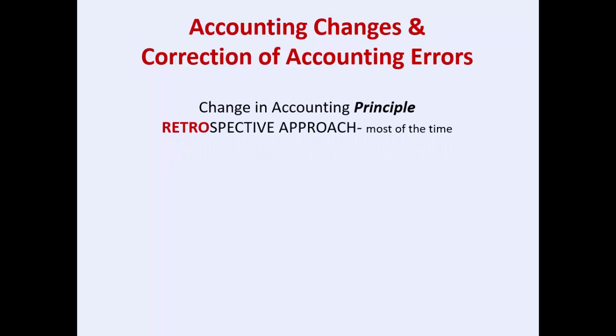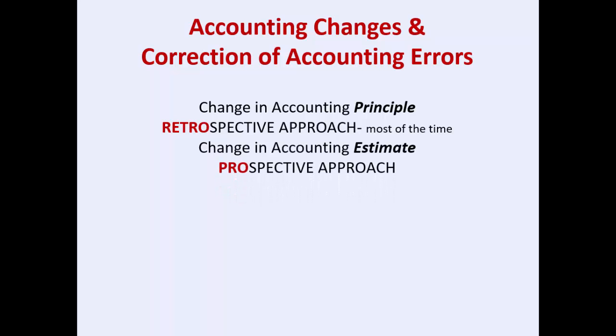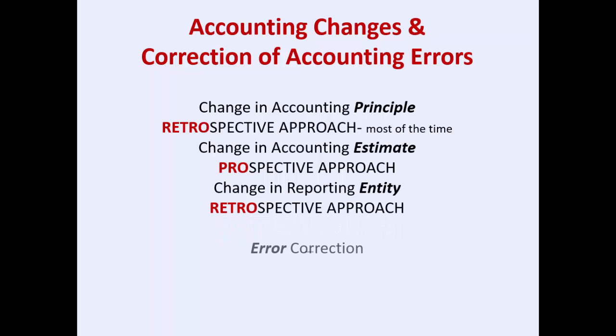So again, to summarize, change in accounting principle, retro most of the time. Estimate is pro all the time. And entity is retro all of the time. Error correction, it depends on when you find it, how you're going to handle it.